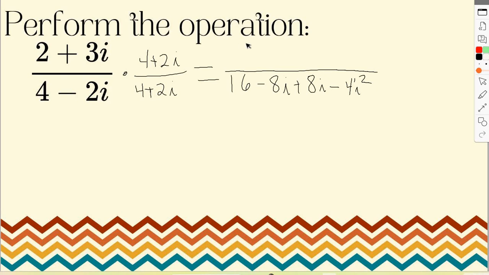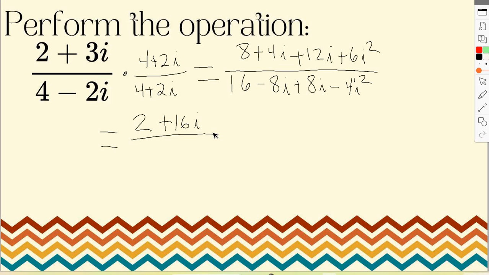8 plus 4i plus 12i plus 6i squared. Okay. Again, what can we do with our i squared? Negative 1. So this becomes 8 minus 6, which gives us 2. And then our 4i plus 12i gives us 16i. And then my 8i's are going to go away, which is what we wanted.